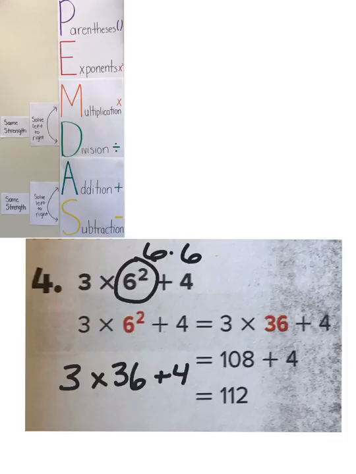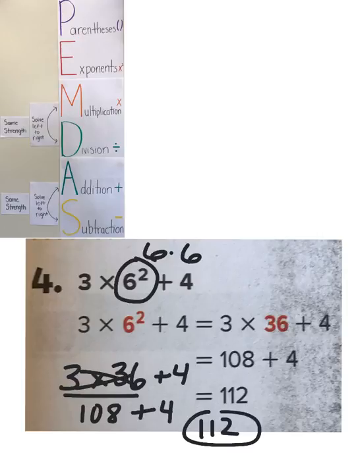Then I go through, are there any other exponents? No. Then multiplication and division from left to right. There is one multiplication, so we have to do that one first. 36 times 3, or 3 times 36 is 108. I rewrite that because that's done. I've done it. And then plus 4 is 112. And that's my answer.